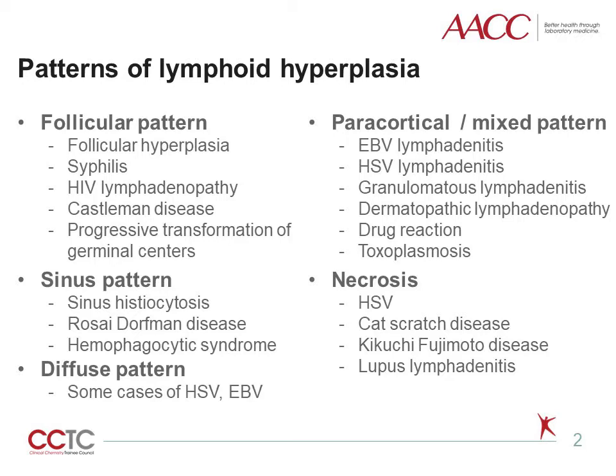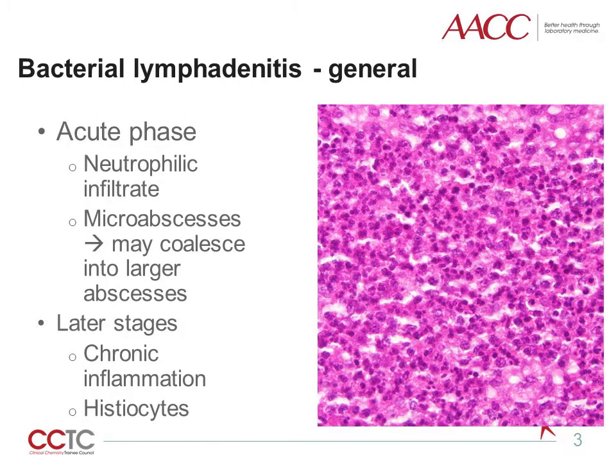Extensive necrosis may be seen in Kikuchi-Fujimoto disease, lupus lymphadenitis, cat scratch disease, and systemic lupus erythematosus. A sinus pattern is seen in Rosai-Dorfman disease, nonspecific sinus histiocytosis, and hemophagocytic lymphohistiocytosis. Diffuse effacement of the lymph node architecture is seen in occasional cases of HSV or EBV lymphadenitis. Bacterial infection can cause suppurative lymphadenitis.